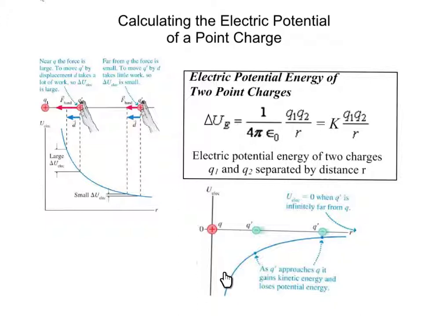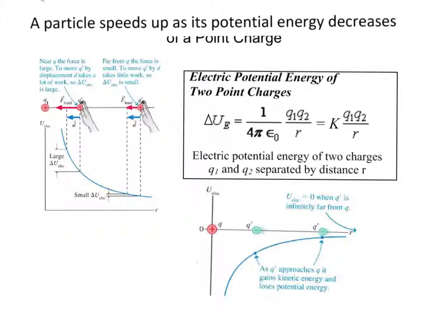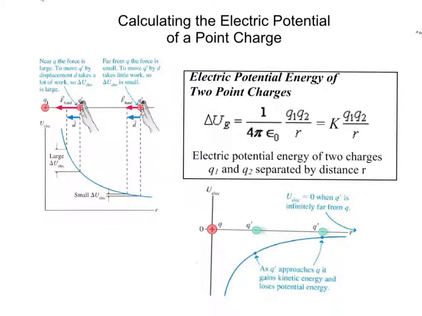A particle speeds up as its potential energy decreases, which is true whether charges are alike or different, or whether we're talking about masses or whatever. A particle will speed up as its potential energy decreases. So charge Q2 accelerates toward that fixed charge Q1. The graph here allows us to think about the attractive force between opposite charges from the perspective of energy. For an example of this, take a look at example number 6 in your reading packet.